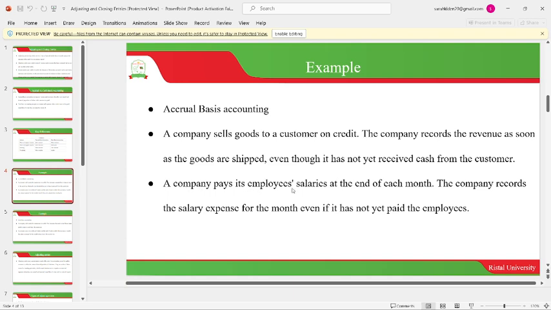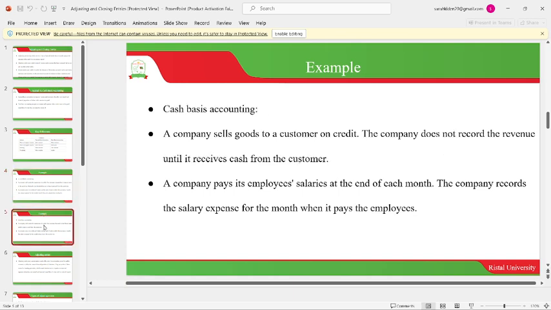A company pays its employees salaries at the end of each month. When we look at this statement, the company records the salary expense for the month even if it has not yet paid the employees. Even if the company has not yet released that money, at the end of the month they will record the expense, though they have not yet paid their employees. So that is accrual basis. Those are the examples of accrual basis.